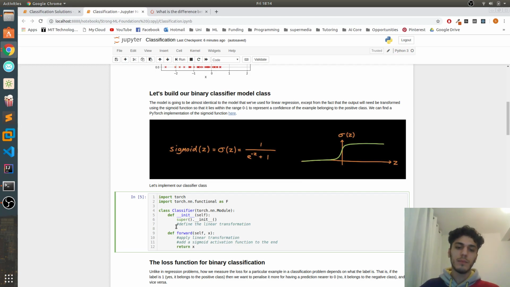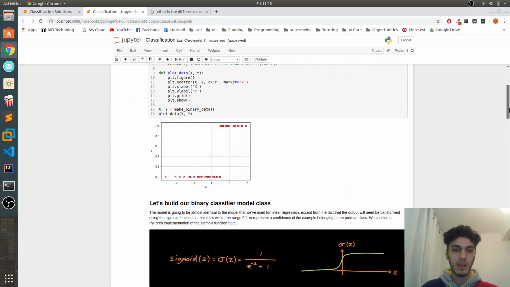So here, just like before, we do a linear transformation. We define it. Here we apply that linear transformation, and then here we apply our sigmoid function to our outputs to squash them between 0 and 1. And you guys, yeah, you should kind of know how many inputs and outputs we have, right, based on what we've defined here.